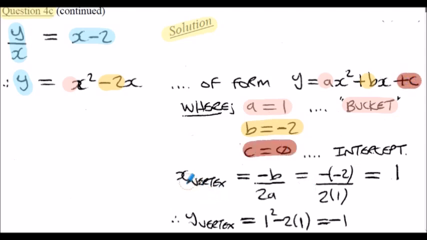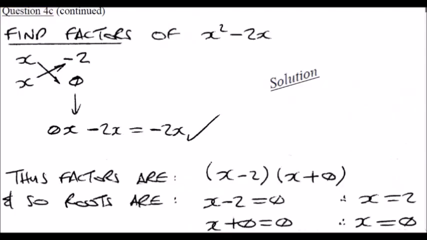Again, if we want to, we can find the vertex position. The x dimension for the vertex calculates to be 1 here. The y dimension for the vertex is negative 1. Question 4c, solution continued. Now we're factorizing the x squared minus 2x. So our factors are x minus 2 and x plus 0. So our roots become x is equal to 2 and x is equal to 0.